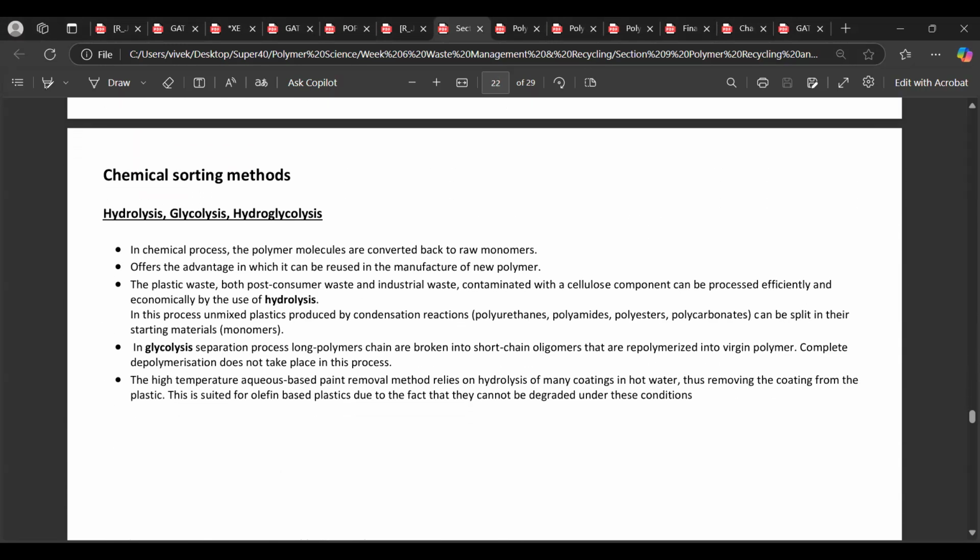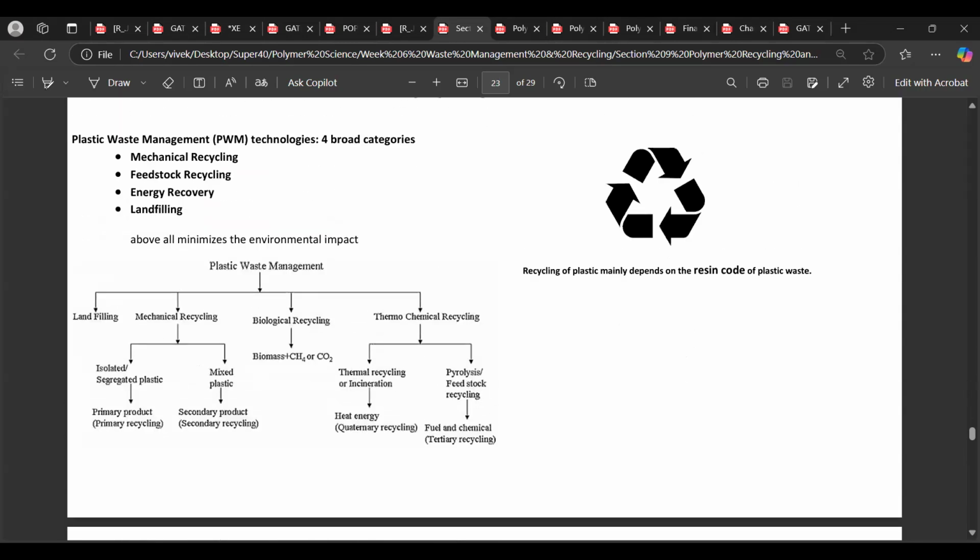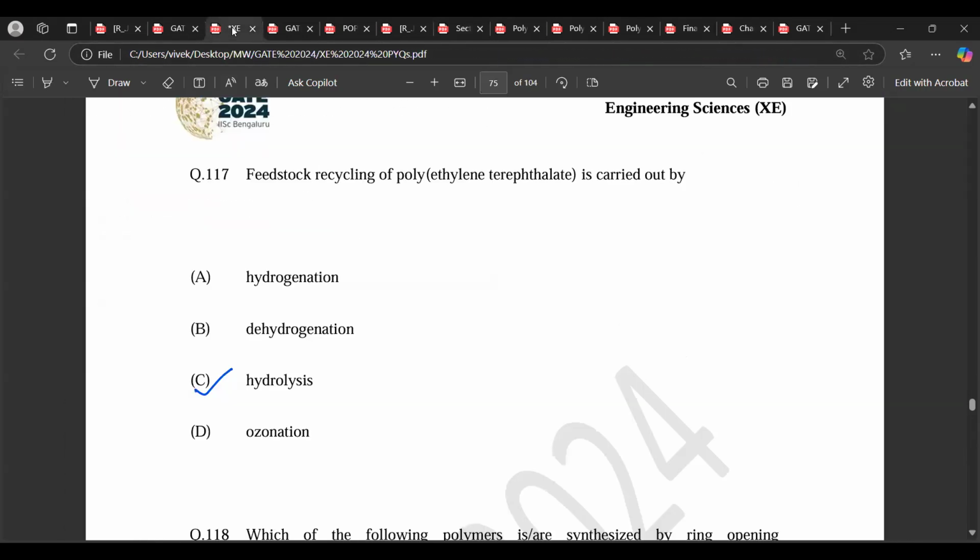That's it. You see hydrolysis, glycolysis, hydroglycolysis. If you read this, you know what it is and why it is used. What was the name of that technique in the question? Feedstock recycling. In feedstock recycling, why is hydrolysis important? If you read that, you'll understand it, okay.